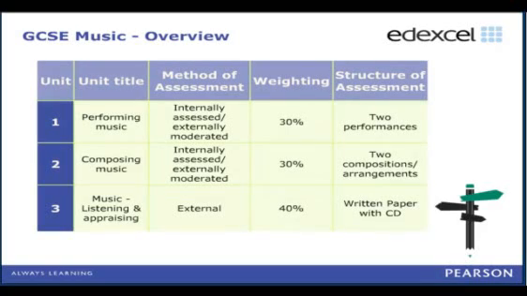And finally, Unit 3 is still externally assessed, is worth 40% of the overall award, and is a written paper split into 2 sections, Section A and B, where Section A is looking at different extracts on the CD.